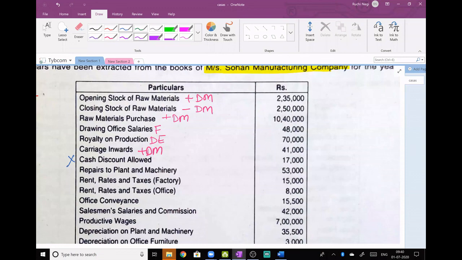Drawing office salary is a factory cost, because drawing office salary means drawing and designing expenses, and drawing and designing is a part of designing your finished goods. Okay, it's a part of manufacturing. So next. We have less than a minute. So whatever 1, 2, 3 items we can discuss more, we'll do that. Next, repairs to plant and machinery. Very good. Factory overheads. Good. Yeah, very good. Rent, rates and taxes. Already diya hai, factory.